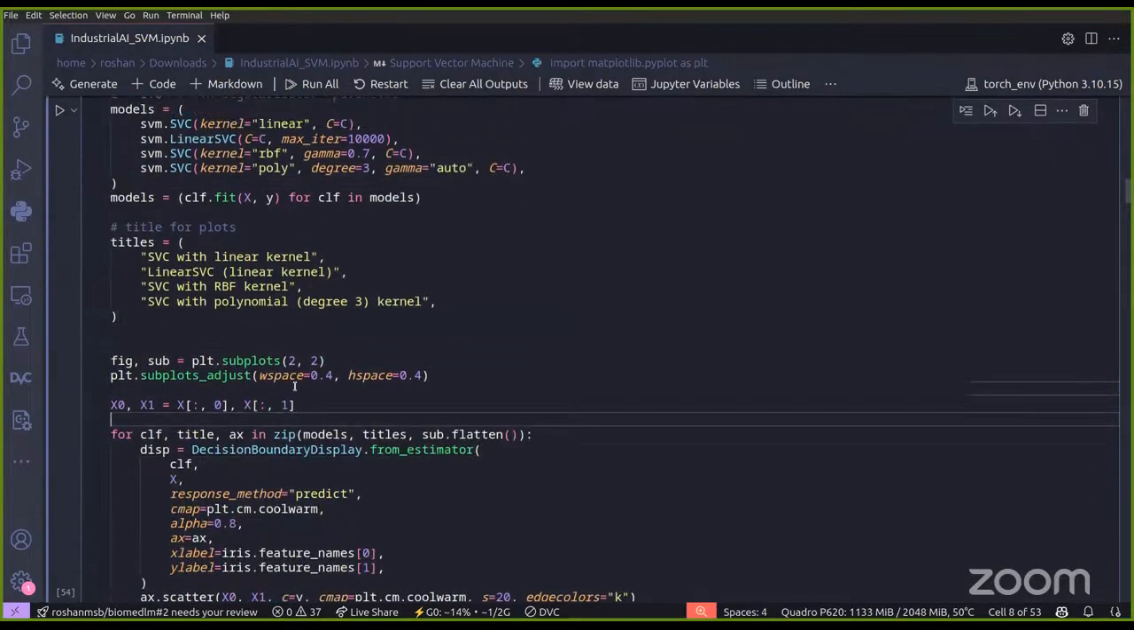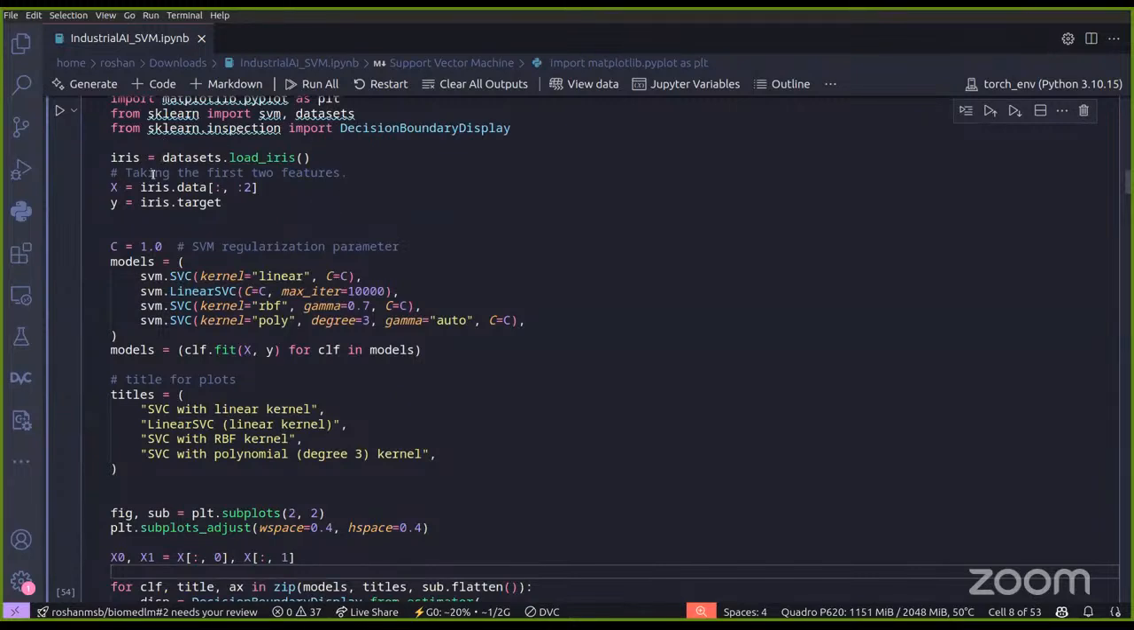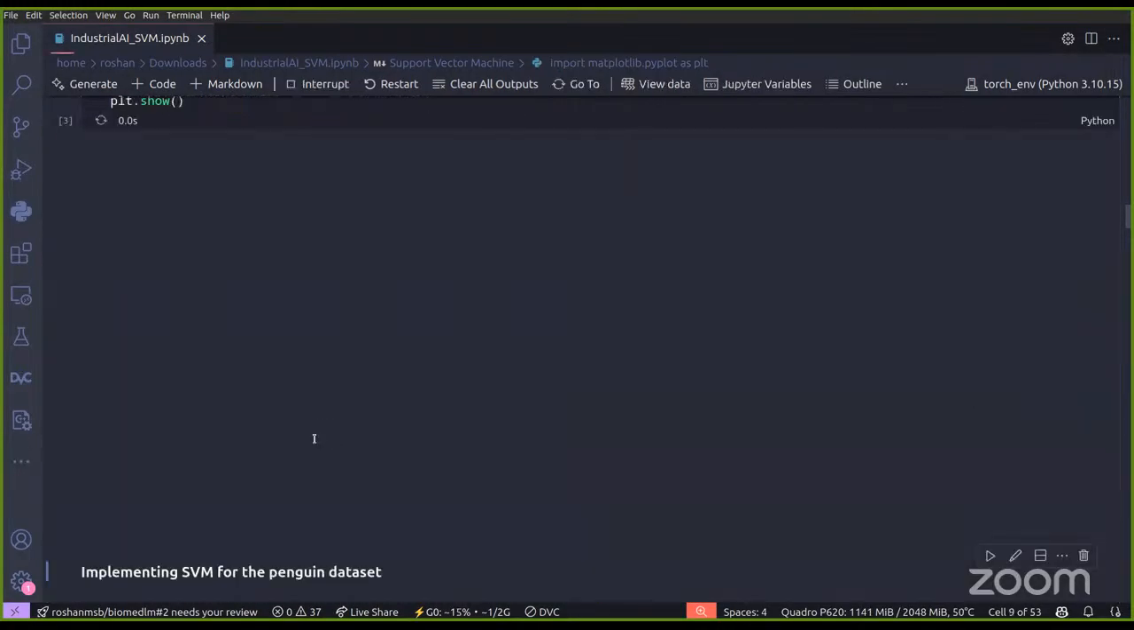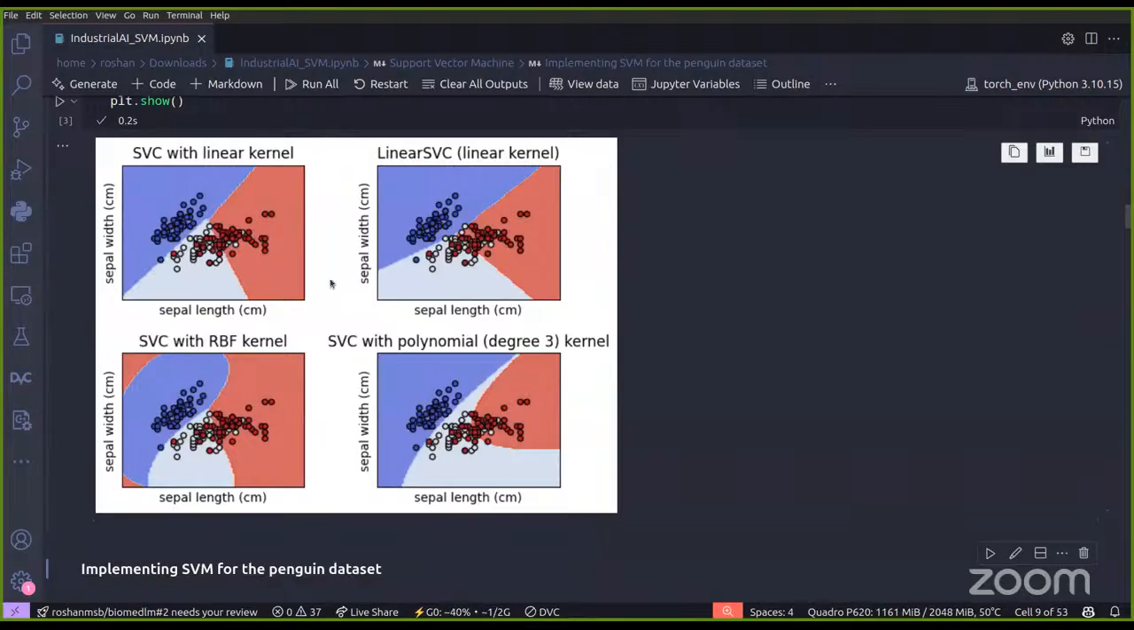Let's see what happens if I keep varying all these things. Again, for this example, I'm using the iris data set. The ones in blue, red, and white are your decision boundary. So what do you think? Which among these four do you think is the best?